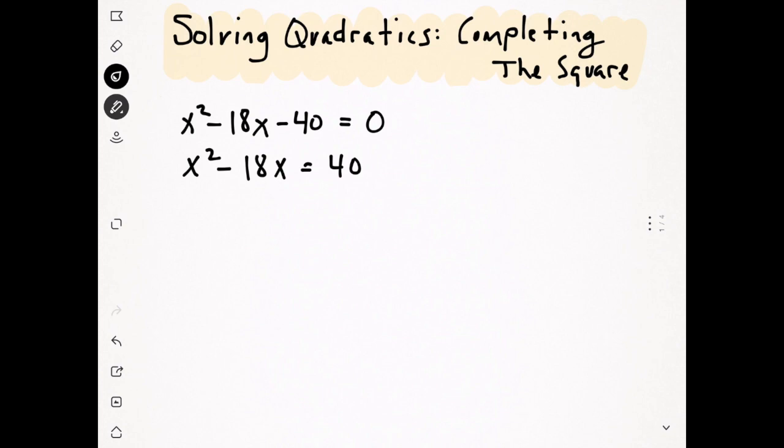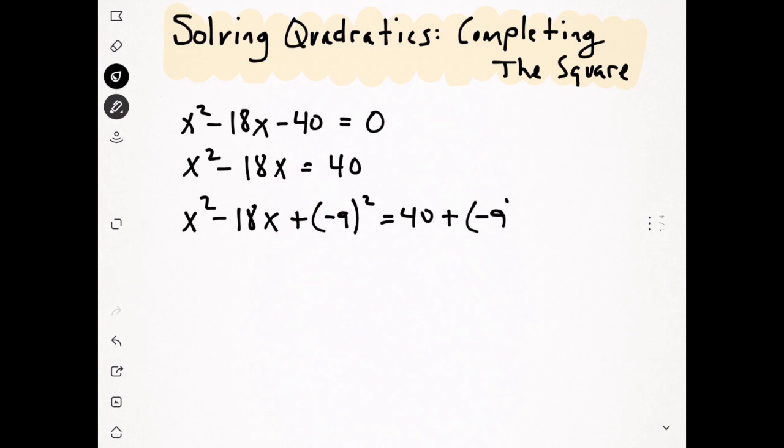And then the second step is to complete the square. So we're going to add half of negative 18, squared, to both sides. So we're going to have x squared minus 18x plus negative 9 squared equals 40 plus negative 9 squared. And then we're going to continue and simplify the right-hand side. So we have 40 plus 81 is 121. And then on the left-hand side, we have a perfect square trinomial. So we have x minus 9 squared.